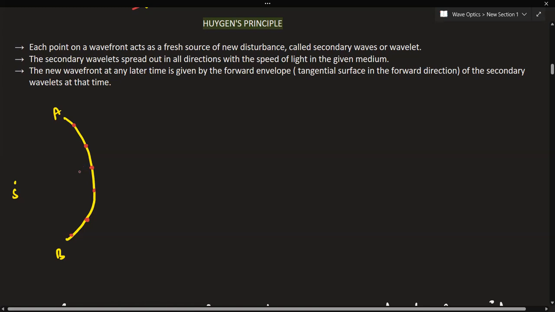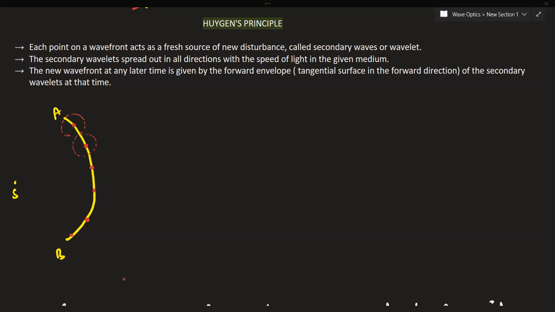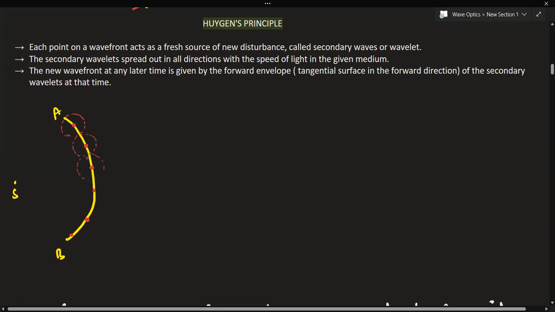What is the speed of light? 3 into 10 to the power 8. Now, if this is acting as a source of light, it will create a wavefront of its own. If this point is acting as a source, then this point will also create a spherical wavefront. So these wavelets will be created.